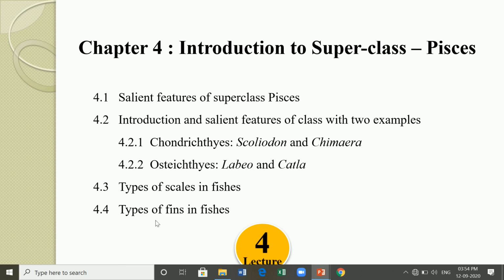And the last one is types of fins in the fishes. Now fishes are always characterized by the position of the fins, which are the locomotory organs in the fishes, and these fins are classified into different types according to their position and according to their nature, that we are going to discuss in the point, that is types of fins in the fishes. It has a weightage of 4 lectures.